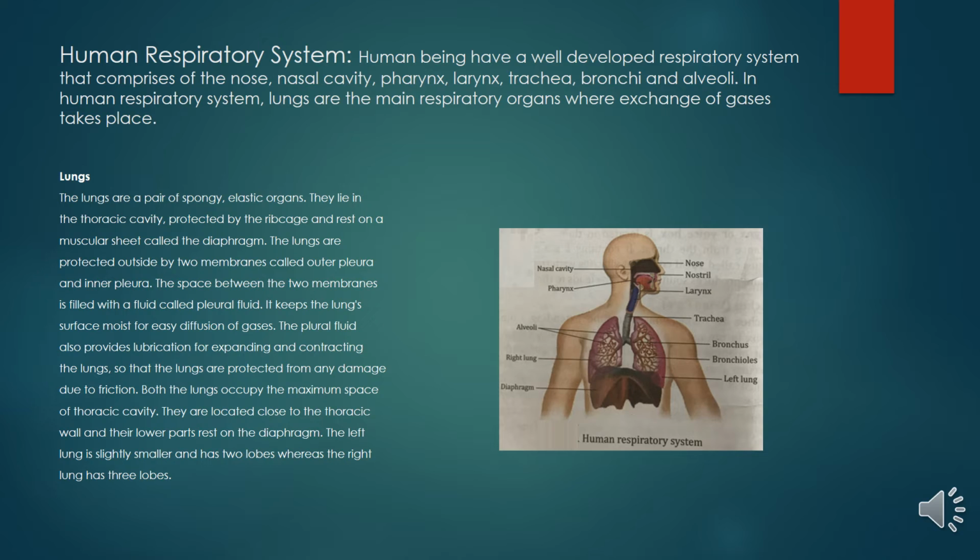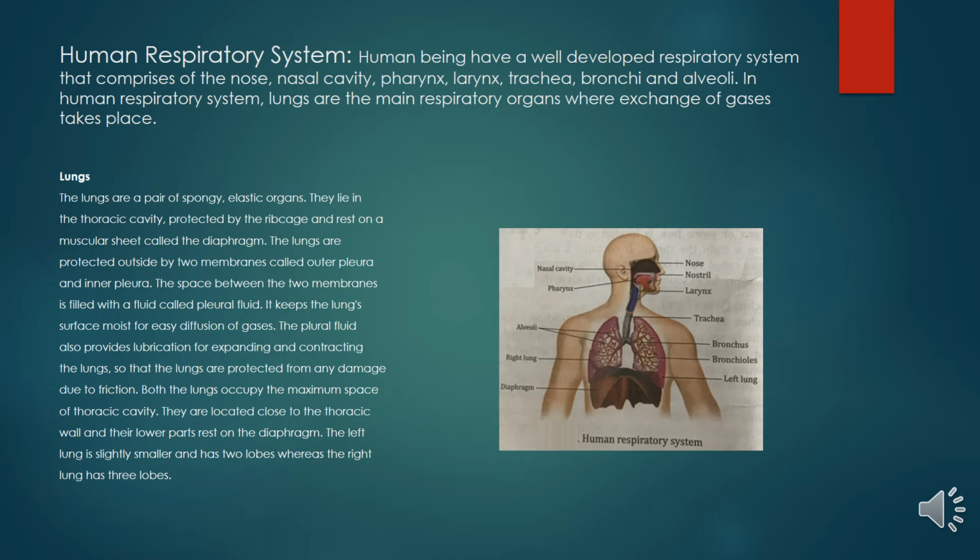The lungs are a pair of spongy elastic organs. They lie in the thoracic cavity, protected by the rib cage, and rest on a muscular sheet called the diaphragm. The lungs are protected outside by two membranes called outer pleura and inner pleura. The space between the two membranes is filled with a fluid called pleural fluid.